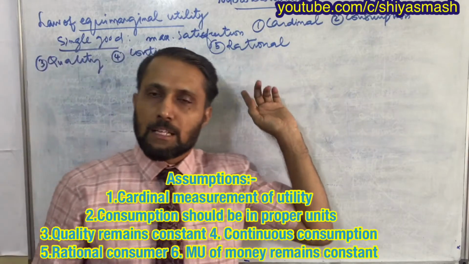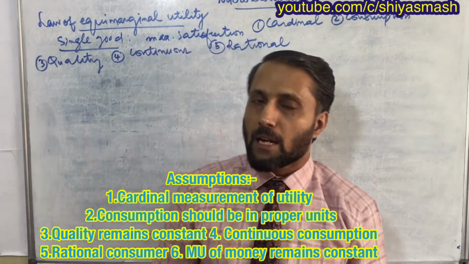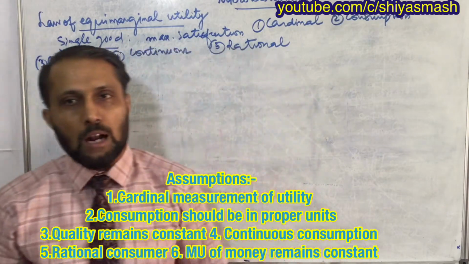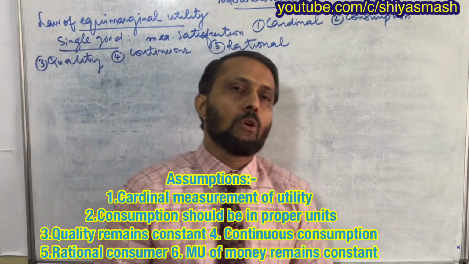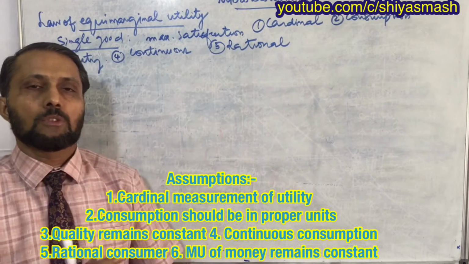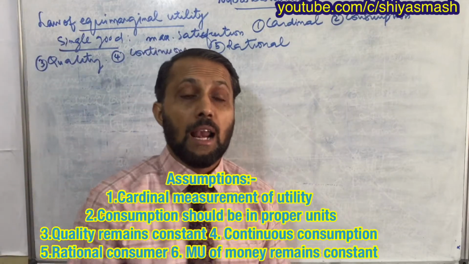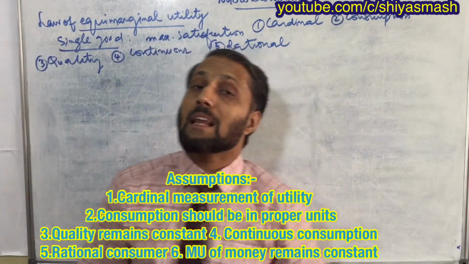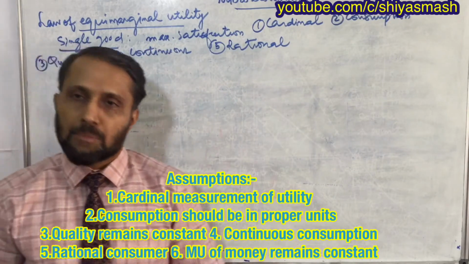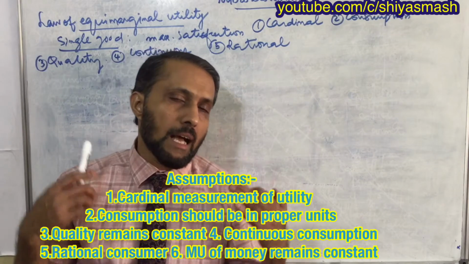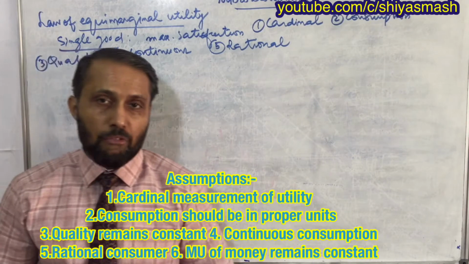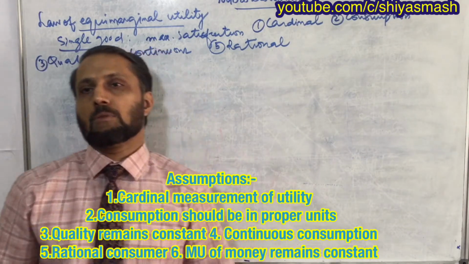Once again, it's based on the cardinal measurement of utility. Second, consumption should take place in a continuous process with continuous units. Third, quality of the commodity remains constant. Fourth, consumption should take place continuously; there should not be any gap in the consumption. And last, the consumer should be rational in consumption. He will try to obtain maximum satisfaction from the consumption. Considering all these assumptions, let's analyze how we can obtain equilibrium if we consume one commodity.